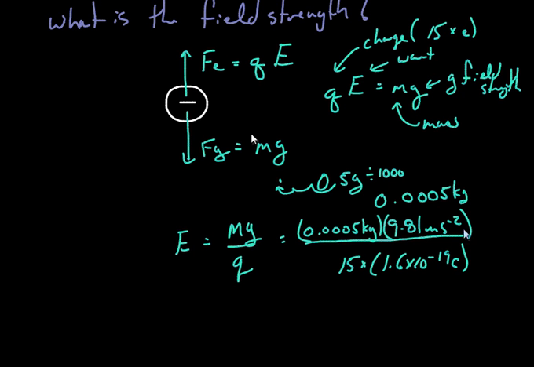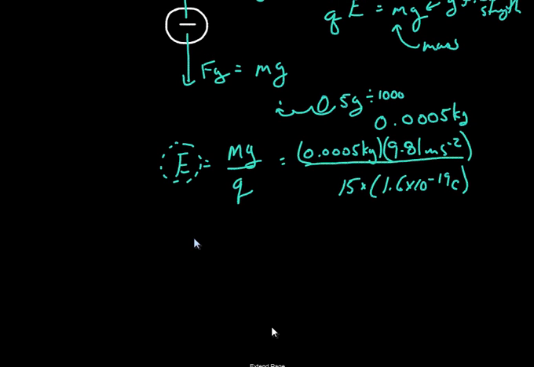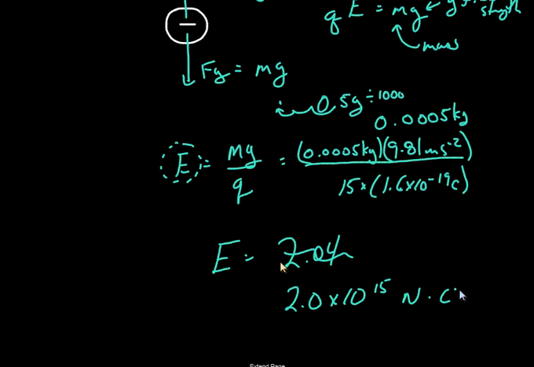This will leave us in terms of kilogram meters per second squared per coulomb or newtons per coulomb, which is exactly the units that we learned were for field strength. So it's just a matter of putting these numbers in our calculator and seeing what we get. So what we get is about 2.04-ish, but I can't really show that many sig figs anyway, so let's leave it at 2.0 times 10 to the 15 newtons for every coulomb, okay?